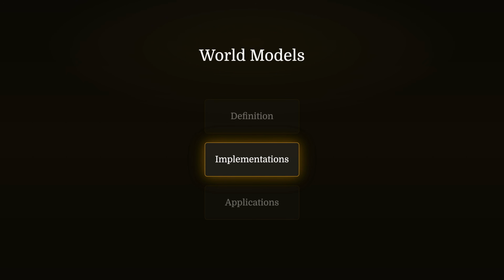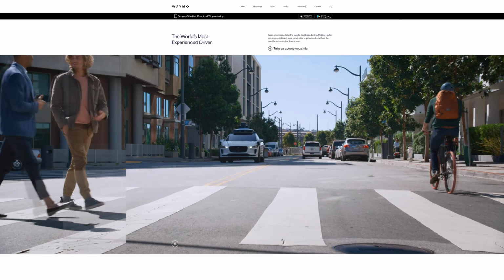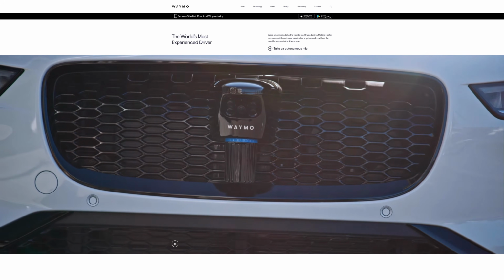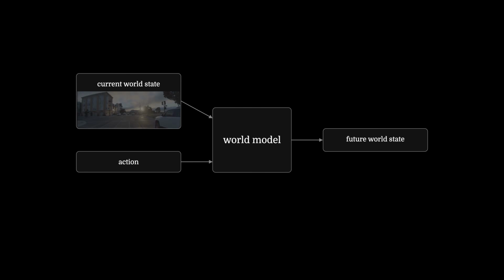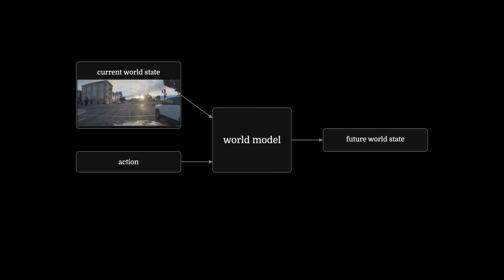The exact implementation varies a lot across research labs and industry use cases. For simplicity, let's anchor this in autonomous vehicles. The current world state is captured by the dashcam, either as a static image or a short video, and the intended action can be expressed as a text prompt like, take a left turn. Pretty much everyone agrees on this input shape.